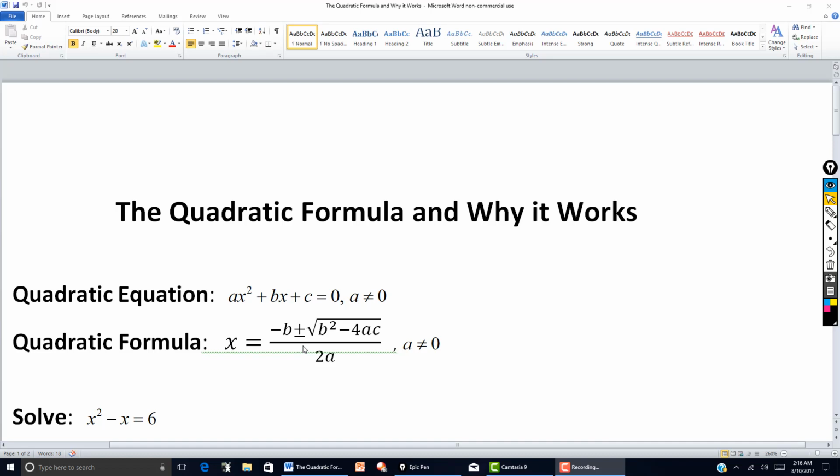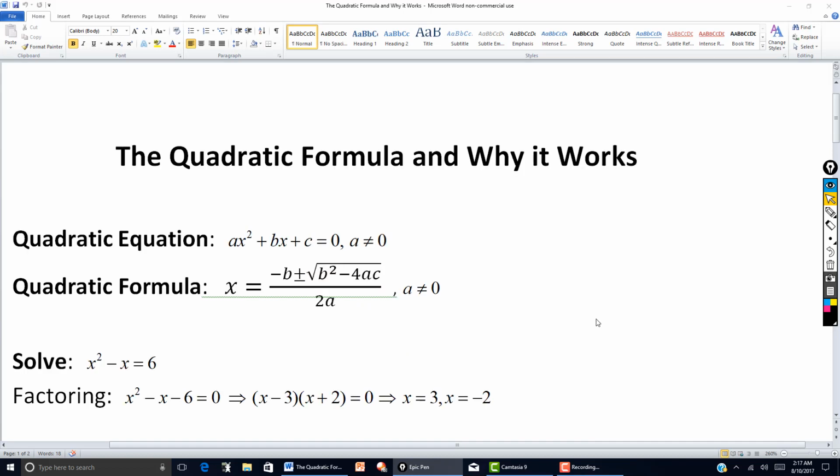But first of all, I want to remind you that when you're solving quadratic equations, generally they give you three methods. They ask you to solve it by factoring, they ask you to solve it by the method of completing the square, or they ask you to use the quadratic formula.